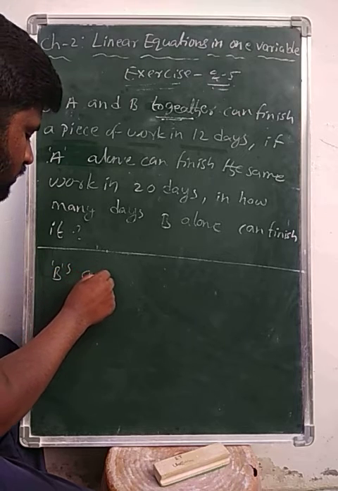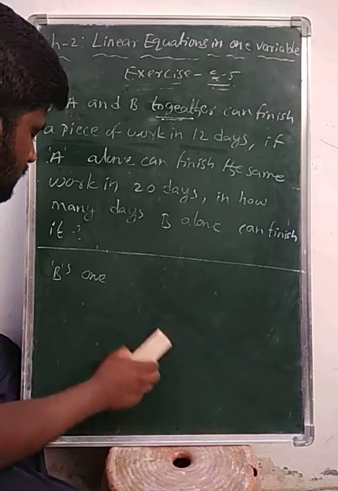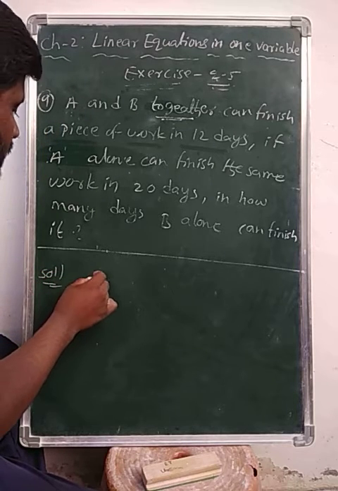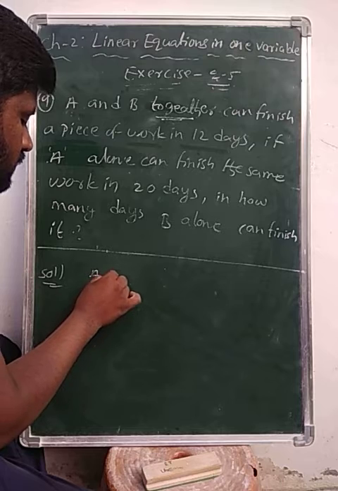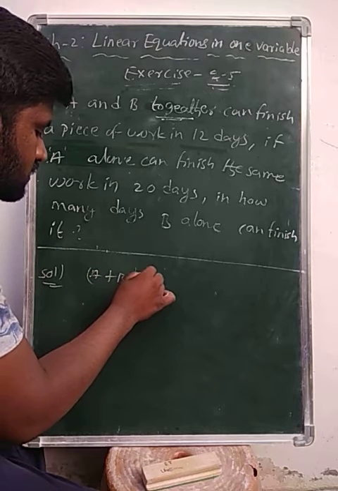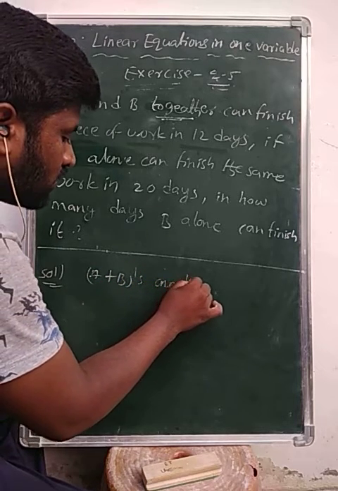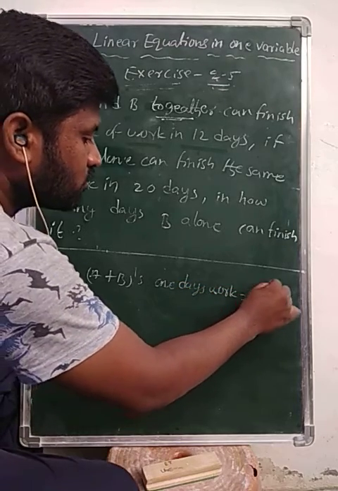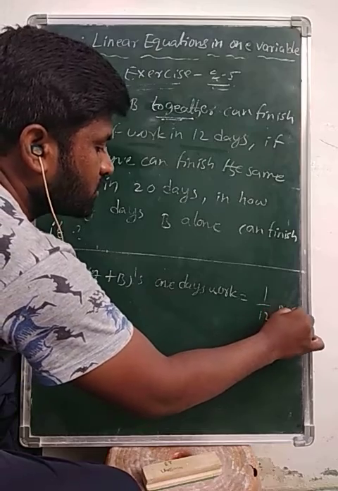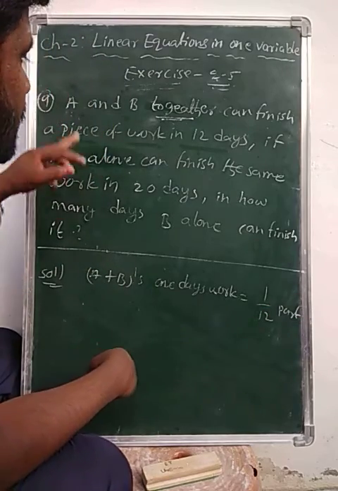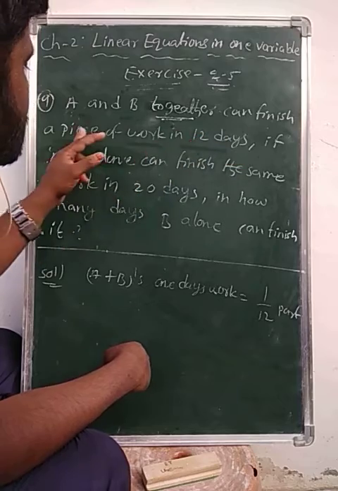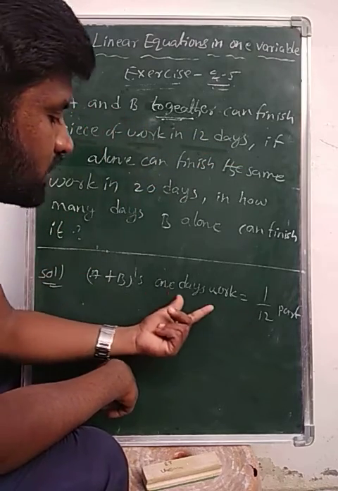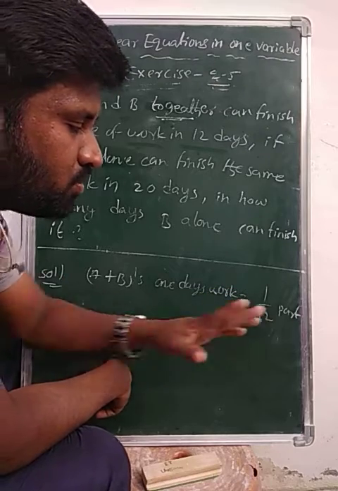B's 1 day's work. Okay na? Otherwise the data is given like this. A and B. So A plus B's 1 day's work is equal to 1 by 12th part, because A and B together can finish the work in 12 days. That's why A plus B's 1 day's work is 1 by 12th part.